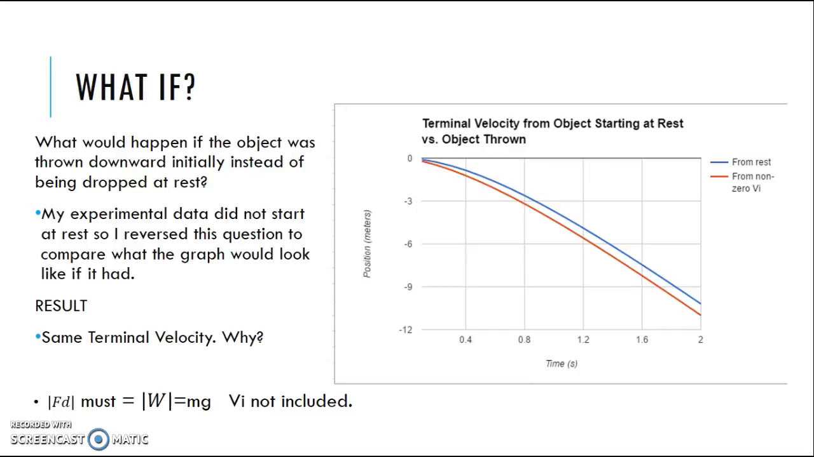So I reversed the problem to compare what the change in velocity would look like if the system had started from rest. The graph on the right shows the comparison of the two, and shows that the terminal velocity would be the same for each scenario. The initial velocity does not affect the gravitational force because the same amount of drag force is needed to balance out the gravitational force either way.